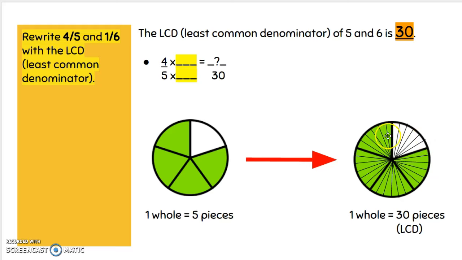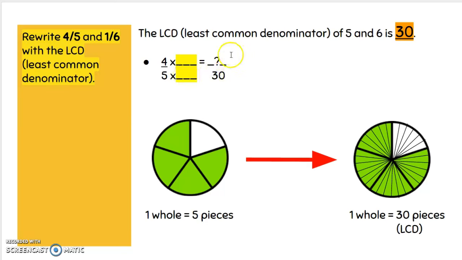All I'm doing now is taking the same value, and instead of breaking it into 1, 2, 3, 4, 5 pieces, instead I'm breaking that same whole into 30 pieces. Now, how do I do that mathematically? Let's think about it. 5 times some number will give me 30. And if you know your times table, or you can look on the chart, you know that 5 times 6 equals 30.